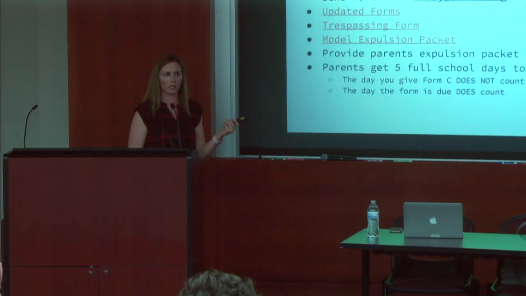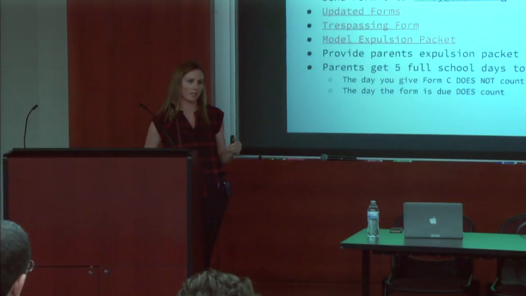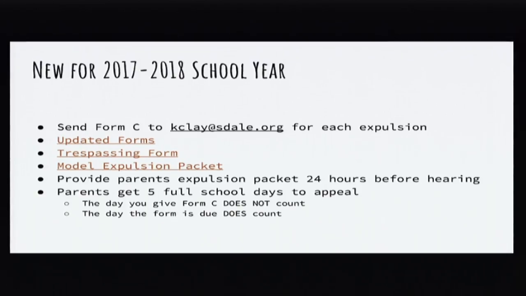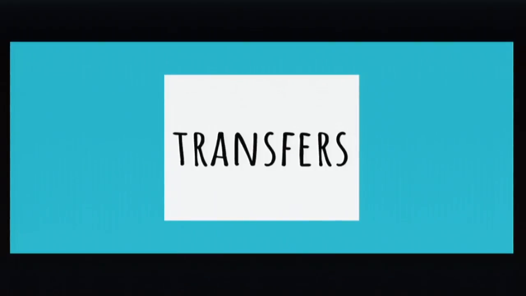Okay, and there's a reminder in here. We already talked about how to count the 5 days. The day you give the form is 0, and then count 5 out from there. Okay, that's all I had in expulsions. I told you it was pretty basic, so it's there now.